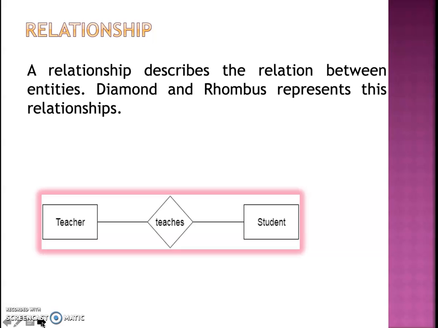The term relationship describes a relation between two or more entities, like a teacher and a student in a school are two entities. They have a relation: teacher teaches student. So teaches is known as a relationship between the teacher and the student. This relationship is defined by a rhombus structure or a diamond structure.